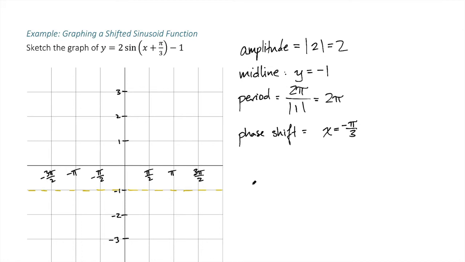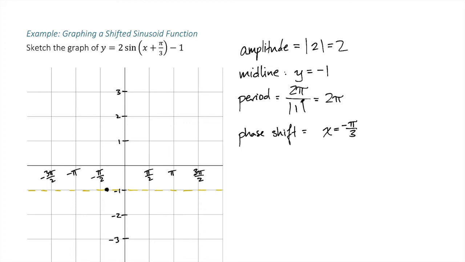And then we can start by drawing our starting point. Our starting point is at our phase shift, negative pi over 3. Negative pi over 3 is going to be not quite at pi over 2. So, somewhere around here. And for the sine function, the function starts on the midline. So that's going to be our starting point. And then we can decide if we're going to start by going up or go down. Okay, that comes from our a value here for our sine function. This is a positive number, and so we're going to start by going up here.